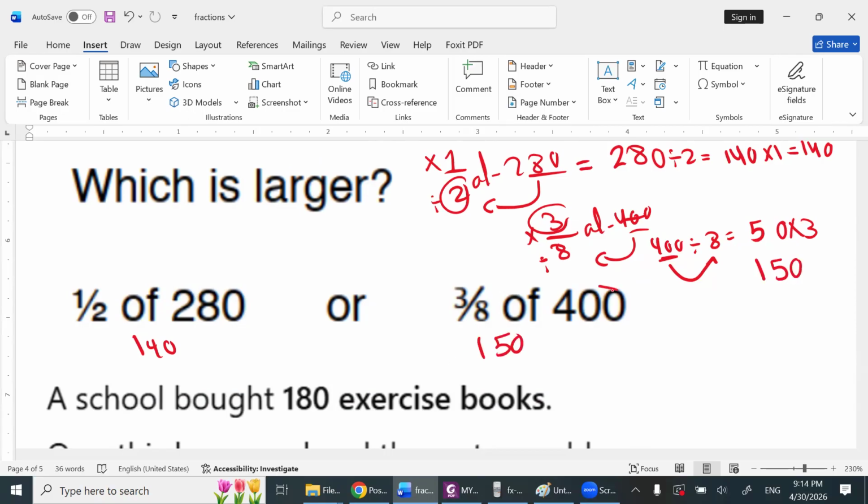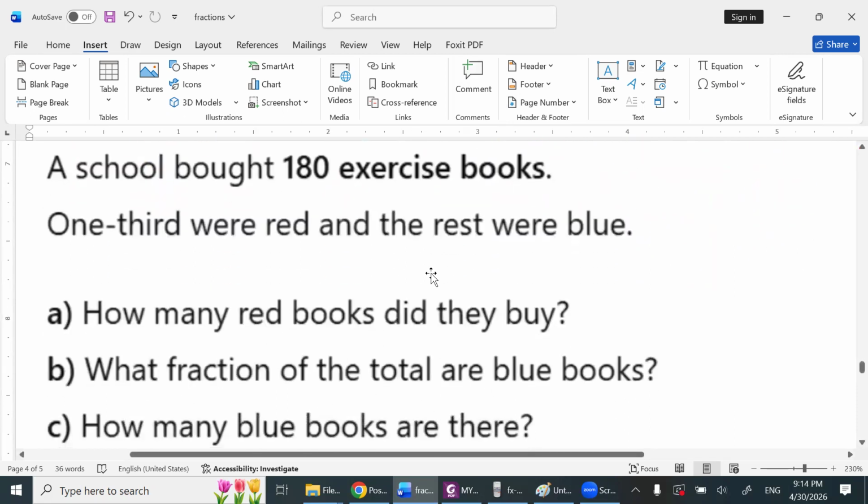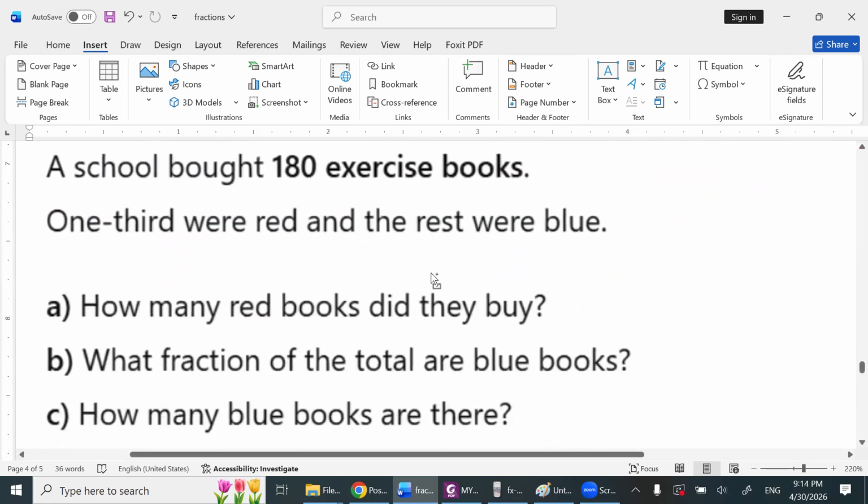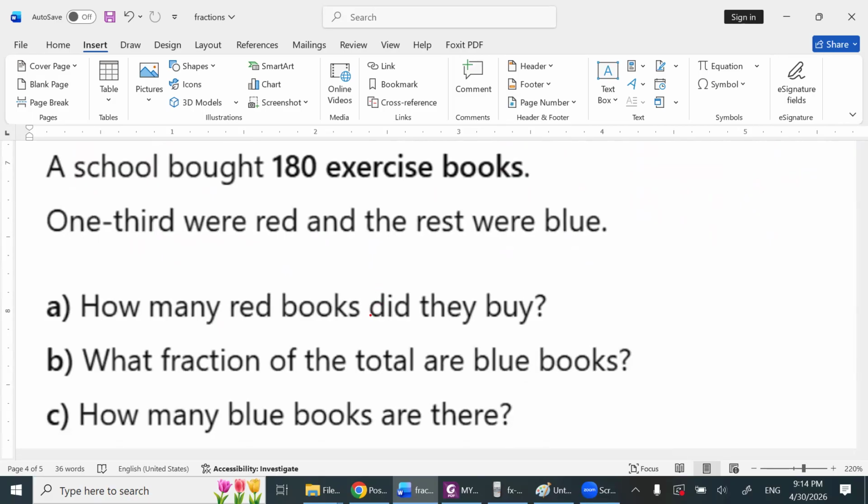So, which one is greater? 3/8 of 400. Take a minute to read this question and solve it. Pause the video and solve it and revise with me.